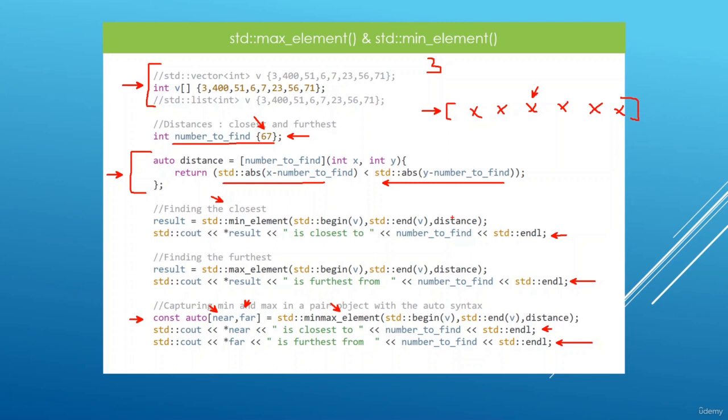But the comparator that you pass as a functor here should have the ability to compare two elements that you store in your collection. This is the setup we have here.